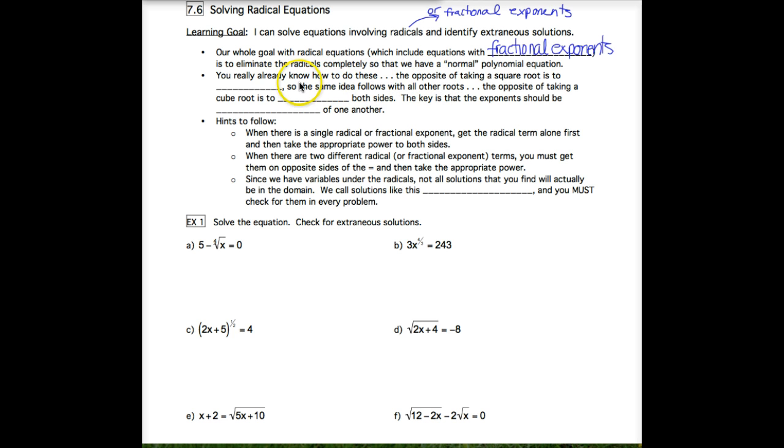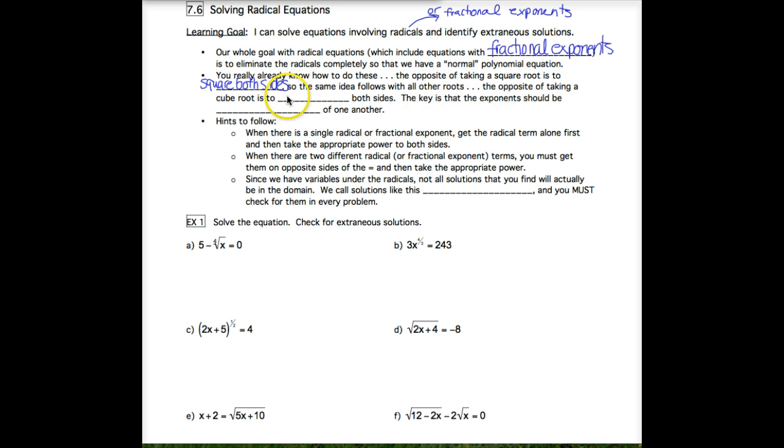So you really already know how to do these because we have solved equations involving square roots, and we're going to apply the same principle to these nth roots that we did to square roots. You should know that the opposite of taking a square root is to square both sides. So if you had the x underneath a square root, you just took the second power on both sides. The square root and the second power canceled each other out.